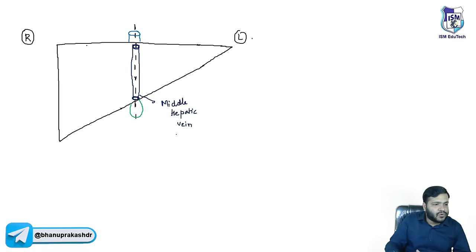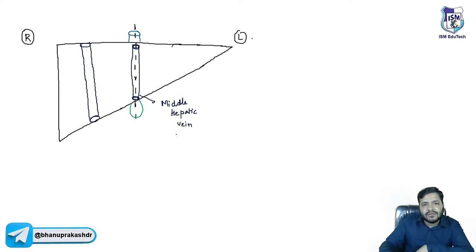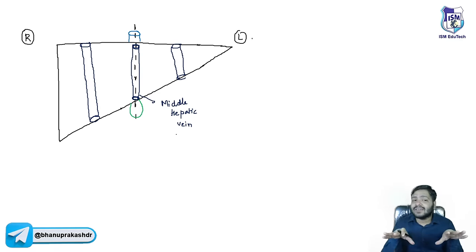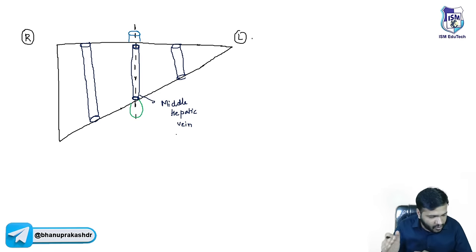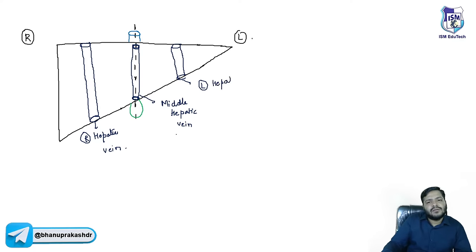One is the middle. So what will the one on the right side be? We have the right hepatic vein, and one towards the left, beta, we will have the left hepatic vein. All these are posterior. I am showing them anteriorly, but please remember it is all posterior. Okay? So remember, beta, it is the right hepatic vein and we have the left hepatic vein.